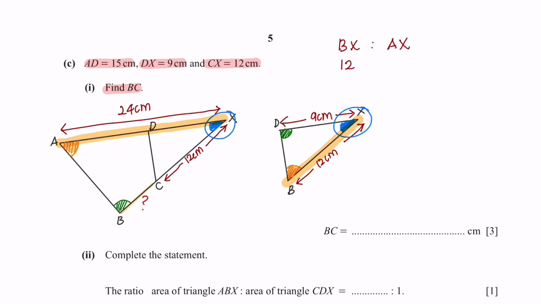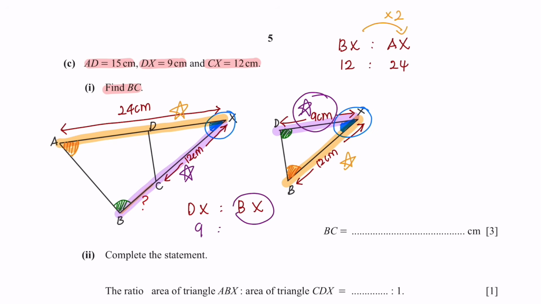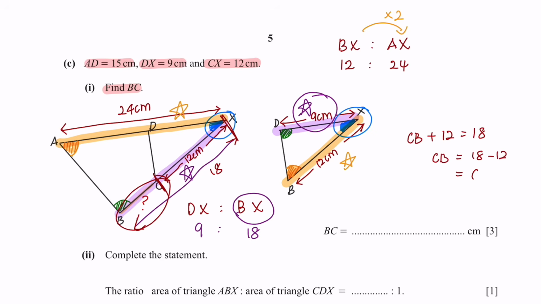We know that BX is 12 cm and AX is 24 cm. And line BX here corresponds with line DX. As we can see here, AX is 2 times larger than BX. This line here is 2 times larger than this line here, meaning that this line here is also twice larger than this line. DX is 9, then BX, this line must be 18. So CB is 18 take away 12, which is 6 centimeters.